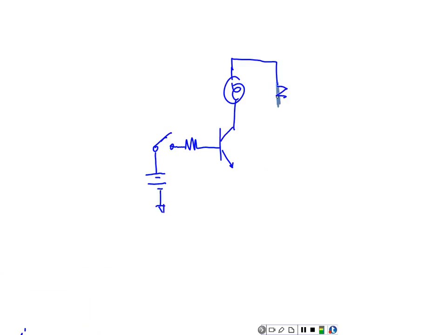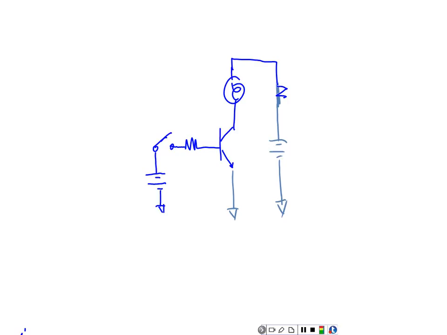So we don't need the collector resistor. And then this would be our collector power supply. Okay, so right now, if the switch is open, would the transistor be cut on, cut off, or saturated? Saturated means it acts like a closed switch.